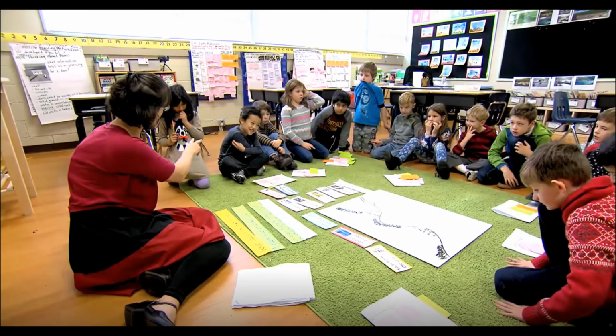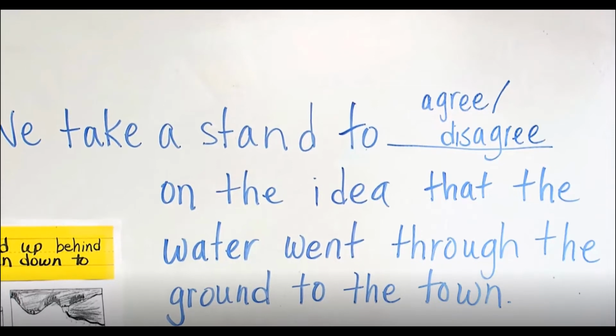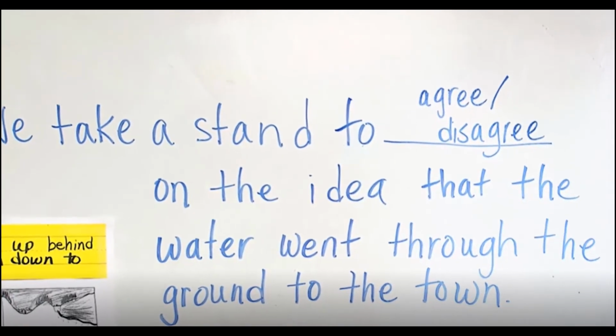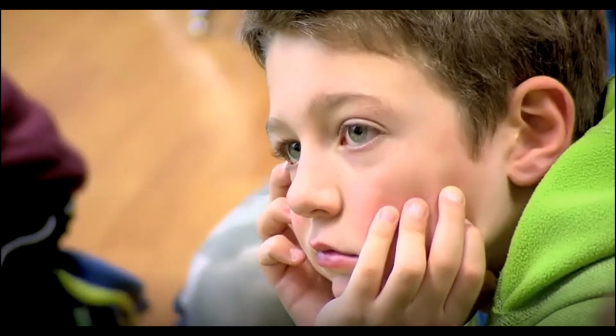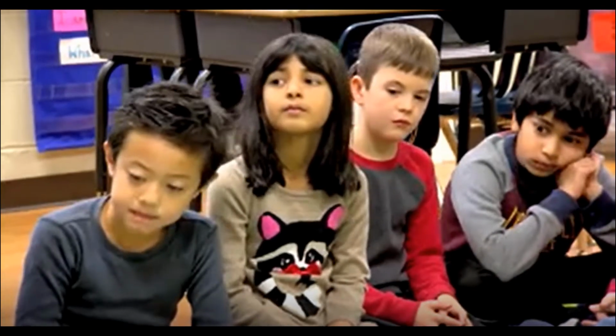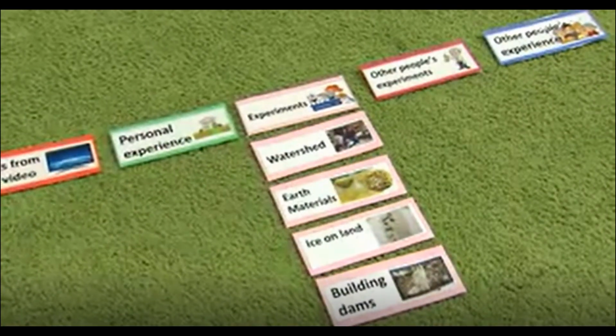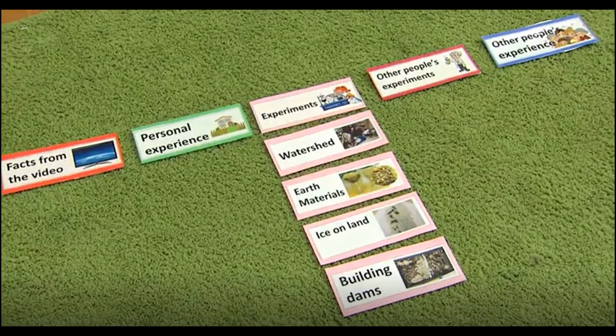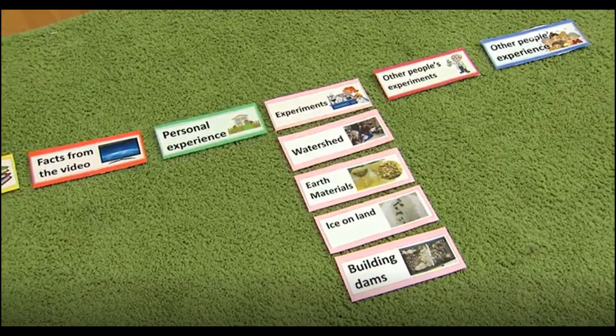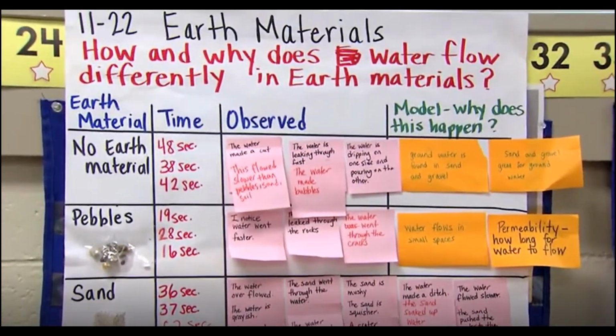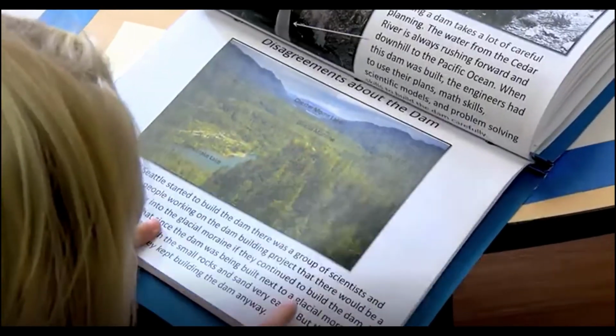You're going to tell me whether you agree or disagree on the idea that the water went through the ground to the town. "I know this because..." and you're going to tell me what evidence you have to support that idea. When you're making an evidence-based argument, you are rallying evidence from multiple sources. And this is an important skill for students to have, not just in science, but in social studies and literacy and mathematics.